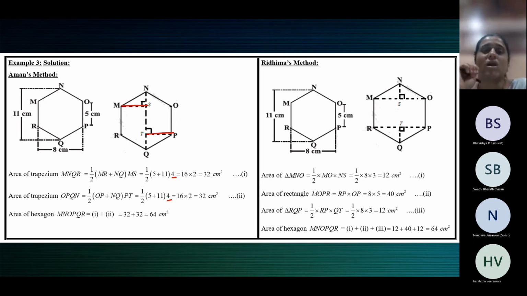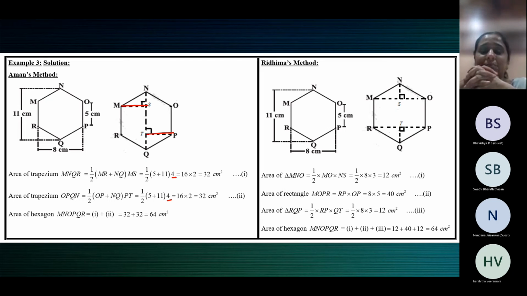If the trapezium is a quadrilateral, there'll be 4 letters in the name. A, B, C, D, T, Q, R, S. There'll be 4 letters. If it's a trapezium. MNO is a triangle. How do you find the area of a triangle? Half base into height, correct? Yes, ma'am. Half base into height.